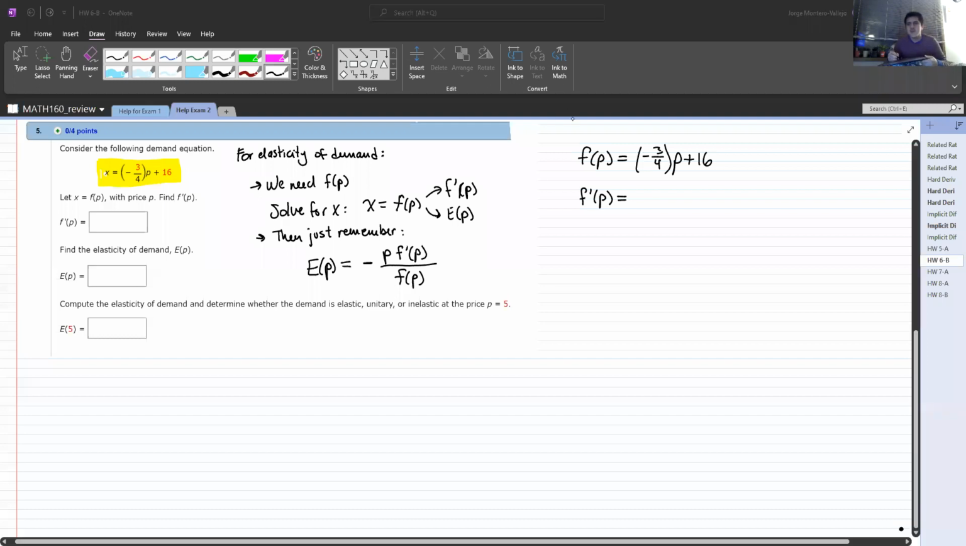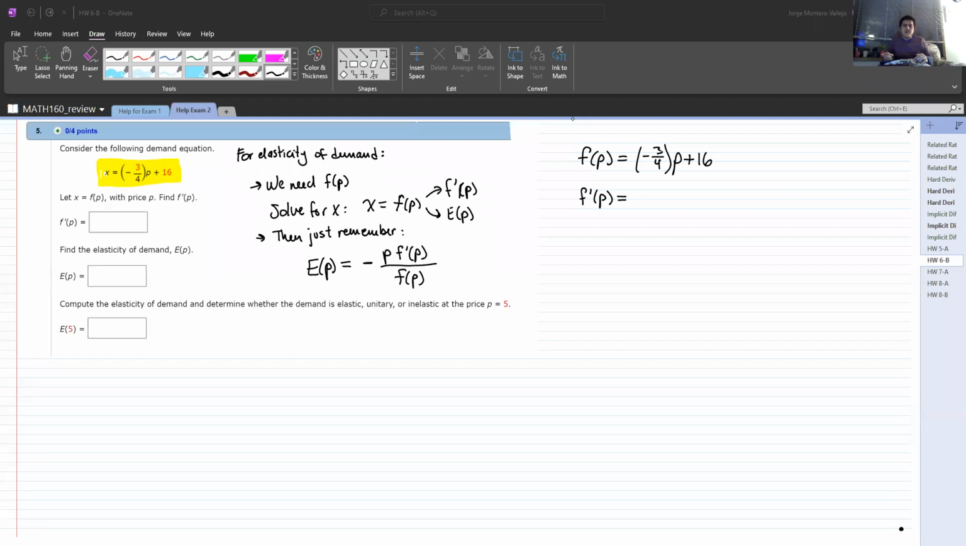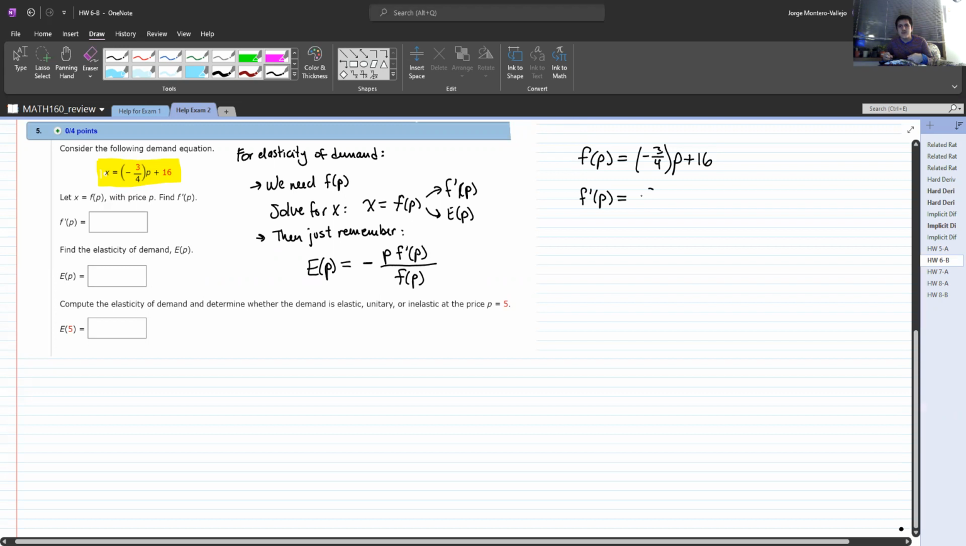Okay, so, all right, let's keep going. So this was the f of p. Now we need to find f prime of p. Well, p is the free variable here. So for this constant times p, the derivative would just be the constant, right? So minus 3/4.